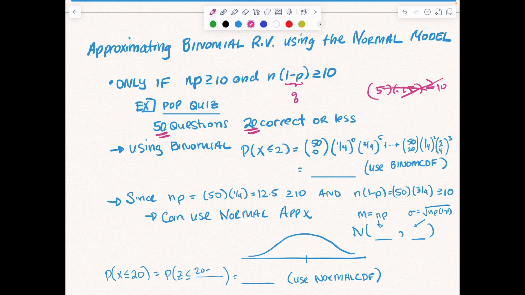So if I used binomial, I would ask, what's the probability of getting less than or equal to 20? On my test I would put 50 choose 0, because it's the smallest I can have: a 25% chance of getting it correct, and I got 0 correct, and a 75% chance of getting incorrect, and I got 50 of those. And then all the way up to 50 choose 20, with 20 correct and 30 incorrect.